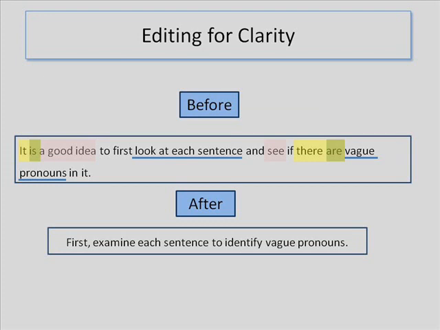Let's look at the last sentence now. The main part of this sentence is, look at each sentence for vague pronouns. We could say, first look at each sentence for vague pronouns, but we can make that even more precise by changing the word look, which is rather vague, to a more precise word, examine. And instead of just look for vague pronouns, we could say to identify vague pronouns. Therefore, a very precise edit for this sentence would be, first examine each sentence to identify vague pronouns.